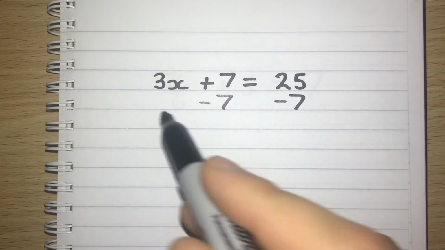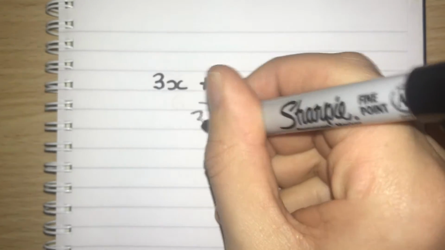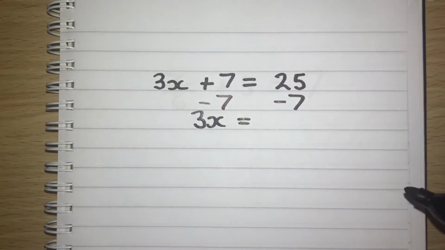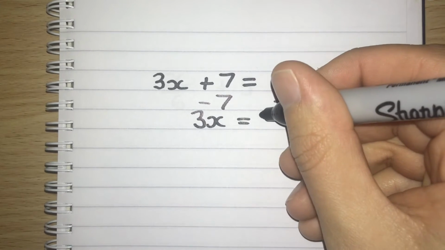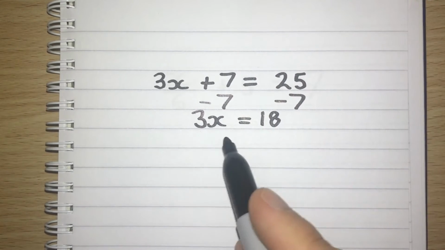So if we've taken away the 7 on the left, all we're left with is the 3x. And we've taken away the 7 on the right. We started with 25. We've taken away 7, and we've got 18. So now we're left with 3x equals 18.